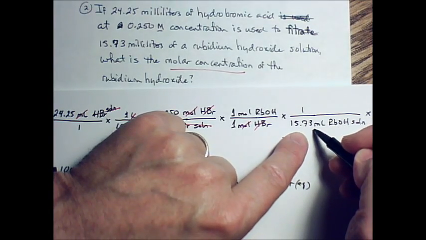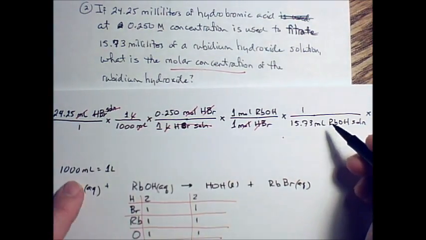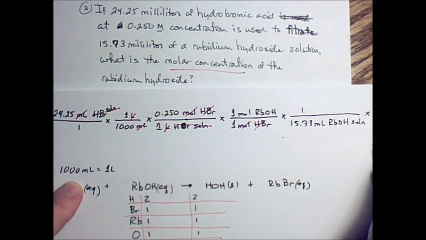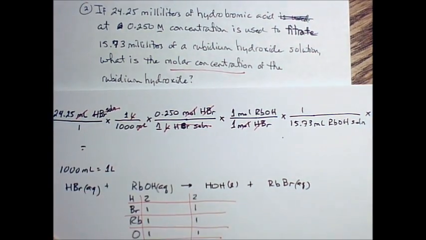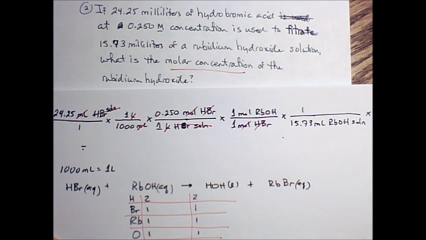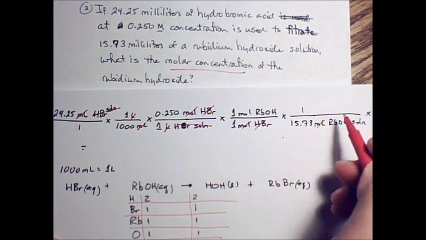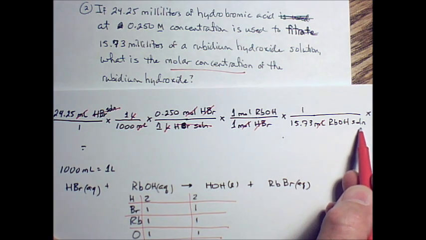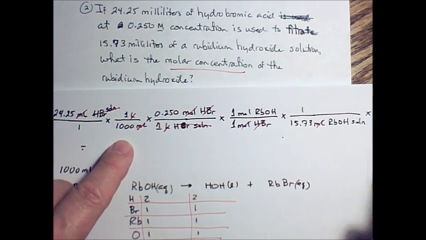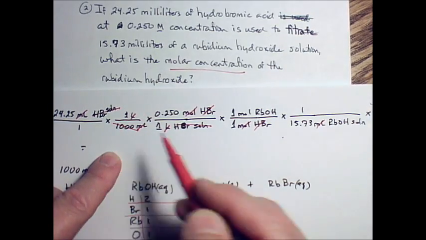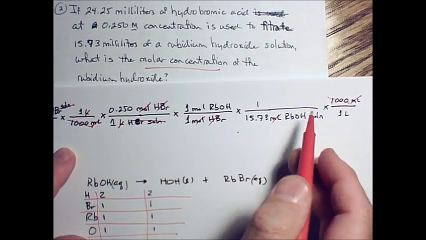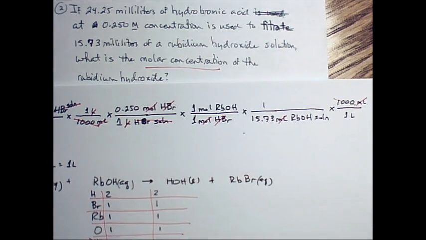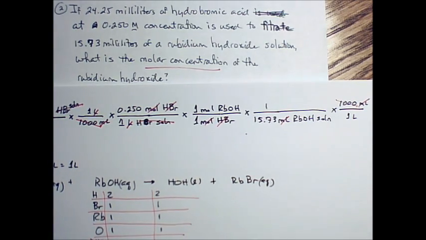So then we want to change this into liters. We already have the equality statement here: 1,000 milliliters, 1 liter on the bottom. And we can cancel milliliters. We now have moles of the rubidium hydroxide over liters of the rubidium hydroxide solution. If you want to shorten this up a little bit, the 1,000 here and the 1,000 here cancel each other. That will make the math go a little bit faster.